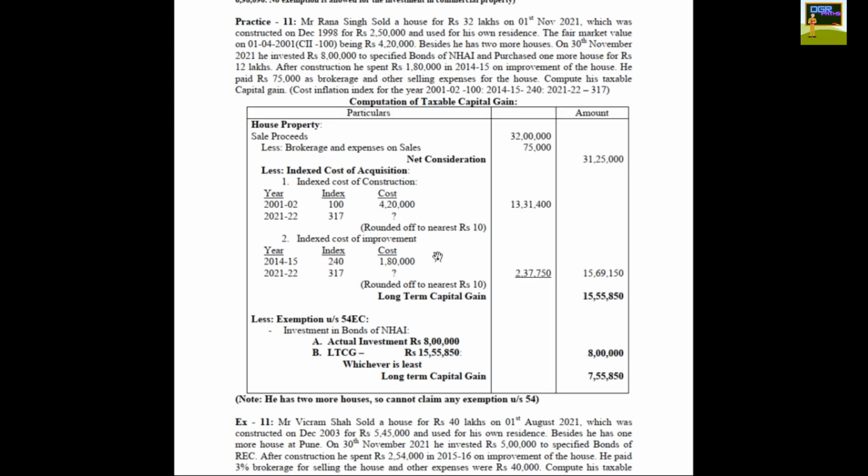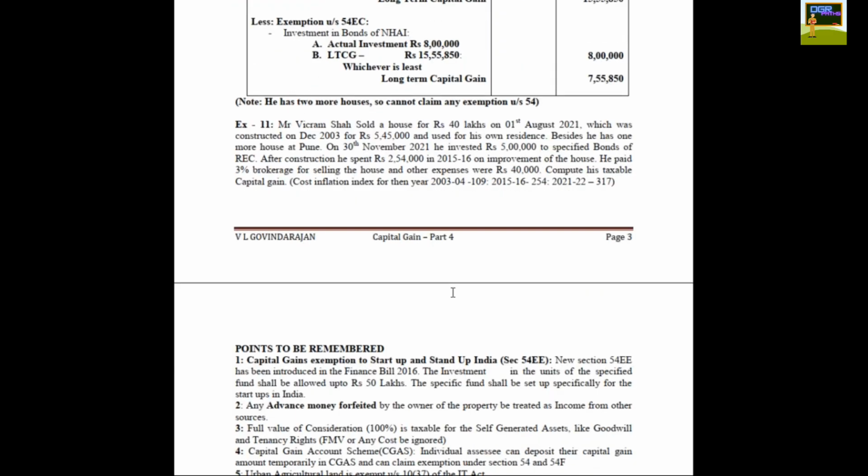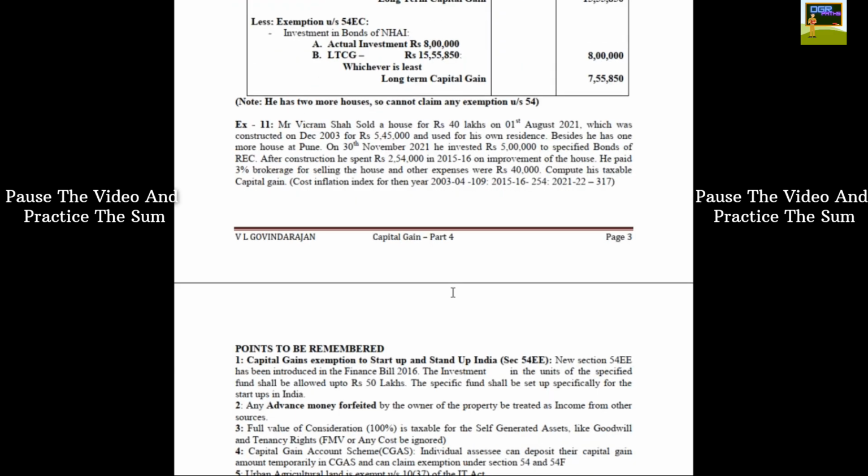It will be 2,37,750. So the balance long-term capital gain will be 15,55,850, less the amount invested in the bonds of NHAI, 8 lakh. So we can claim exemption under Section 54EC, actual investment or long-term capital gain, whichever is least. Balance is long-term capital gain. Note, he has two more houses, so we cannot claim exemption under Section 54. In the same pattern, the listeners can practice exercise 11 and check the answer.